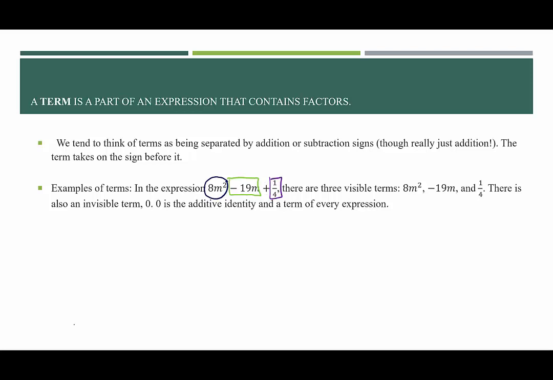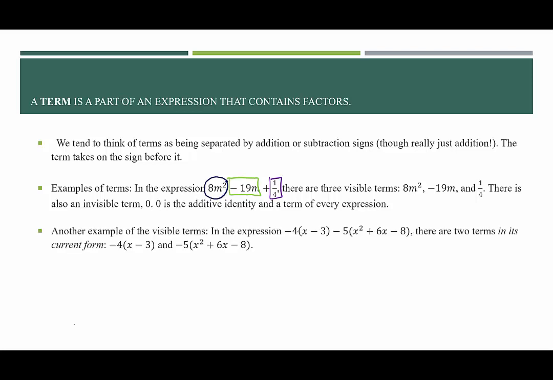So 3 terms. For addition and subtraction, when we're talking about terms, the invisible term is 0. So we could always say you could put a plus 0 because that's not changing the expression. 0 is the additive identity. It's always present, whether we see it or not.